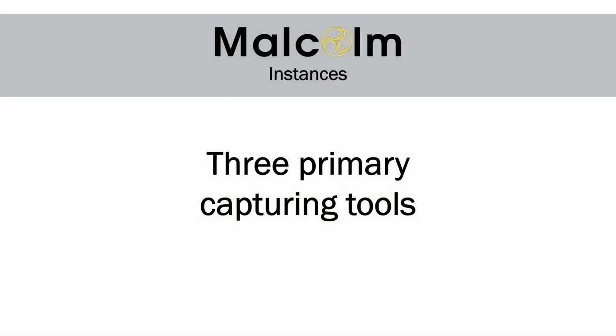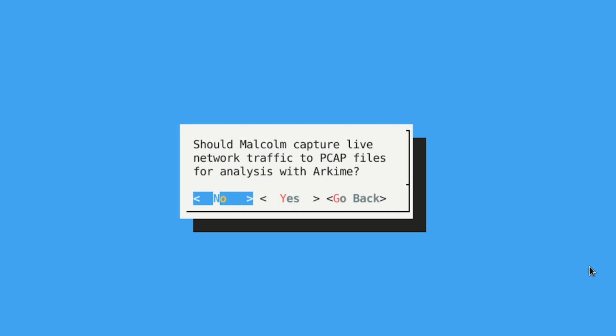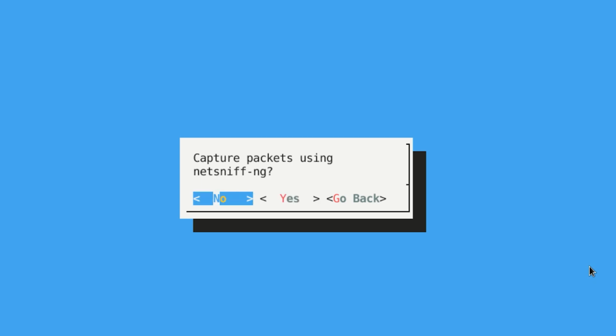Malcolm has 3 primary tools used for capturing network traffic and generating metadata about that traffic. They are Arkime, Zeek, and Suricata. We will now proceed to configure capture for these tools. You will be asked whether Malcolm should capture live network traffic to PCAP files for analysis with Arkime. Select Yes. Malcolm can use either netsniff-ng or tcpdump to buffer captured traffic. For processing by Arkime, we recommend selecting netsniff-ng, so select Yes when prompted to do so.